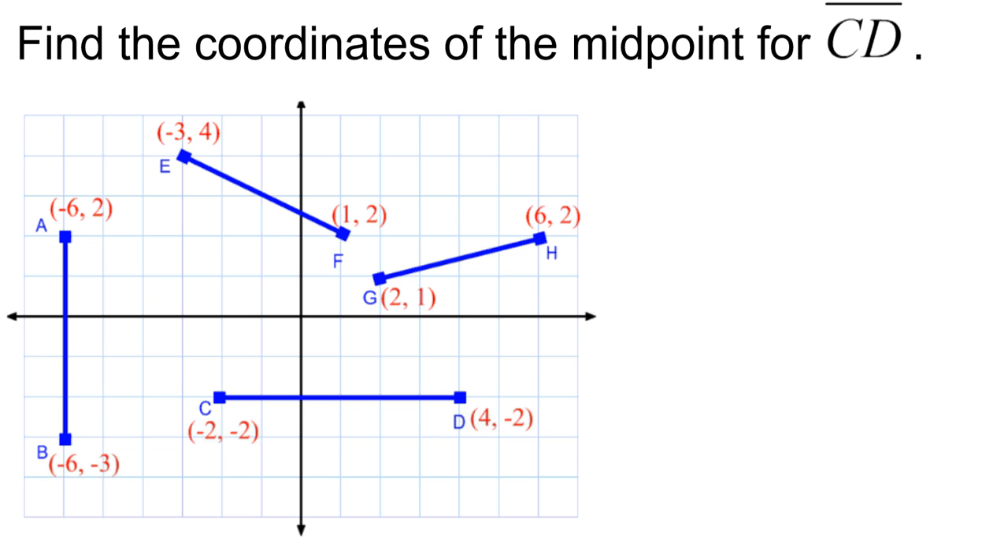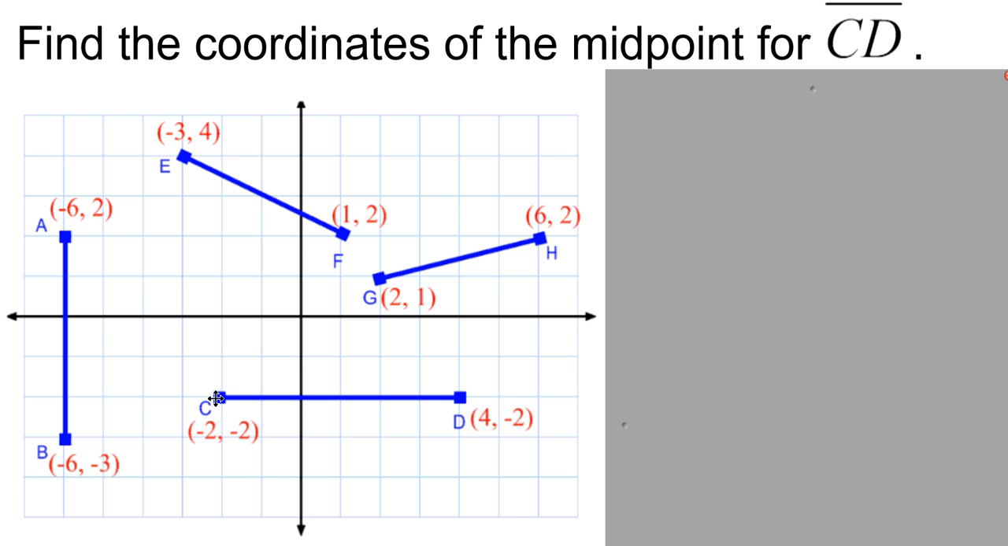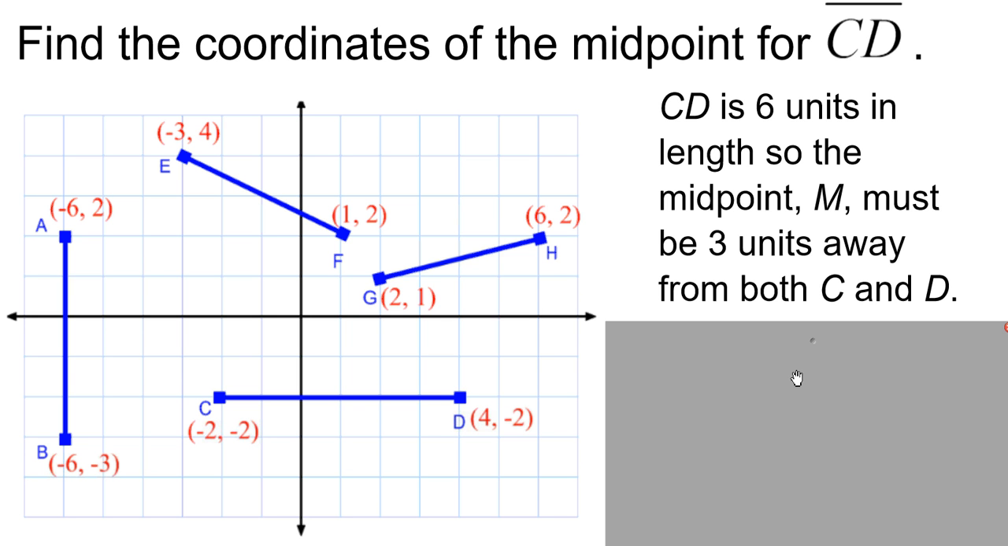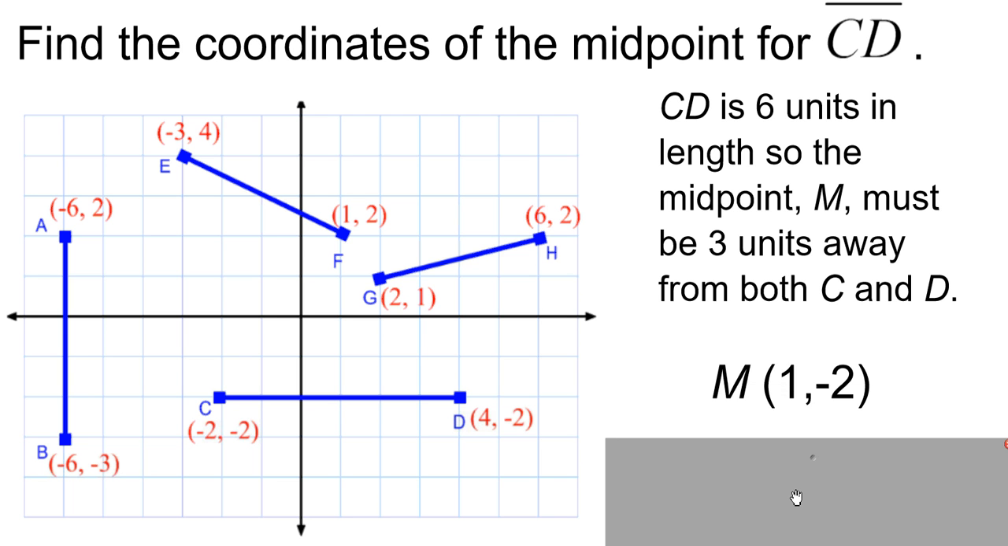Well, what if we wanted to find the midpoint for CD? Could you tell me its coordinates? Well, CD is a horizontal segment, so we could count its length, and we know that CD is 6 units in length, so the midpoint M would have to be 3 units from each endpoint, C and D. Well, if I count 3 units away from C or 3 units away from D, what coordinate does that bring me to? That brings me to 1, -2.